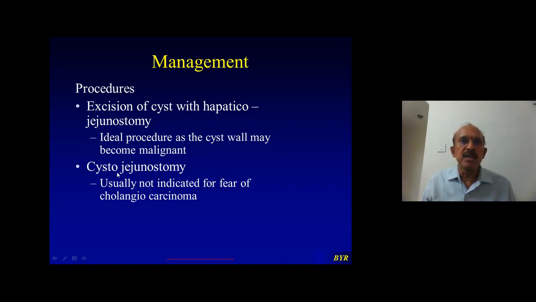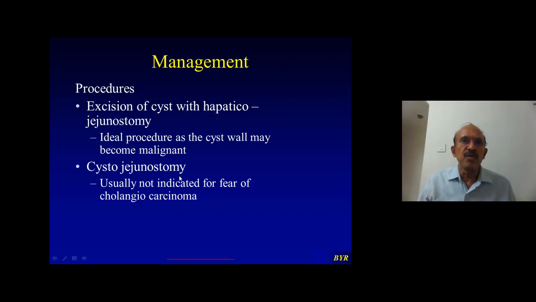Cystojejunostomy means anastomosing the cyst to the jejunum. The problem here in this case is the choledochal cyst. There will be dilatation with lack of emptying of the bile, leading to stasis. So we want to relieve that stasis. If you excise it and do hepaticojejunostomy, that is ideal. Or else you can do cystojejunostomy, that means anastomose the cyst to the jejunum.